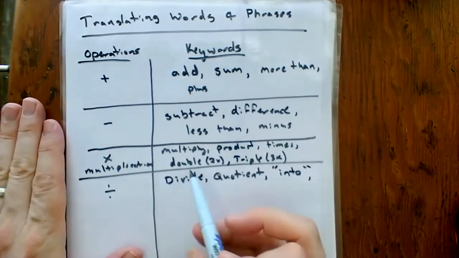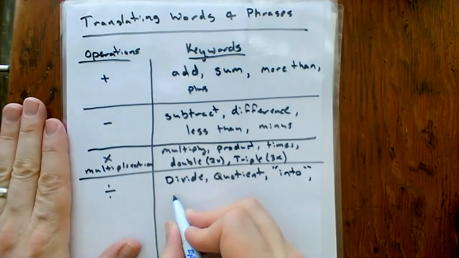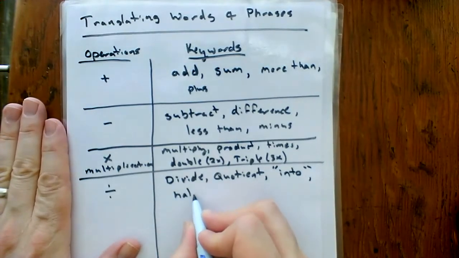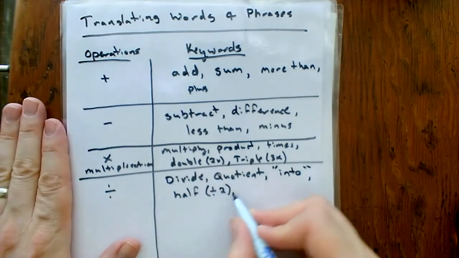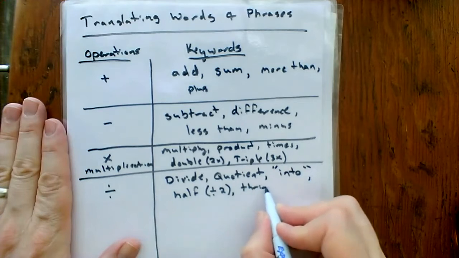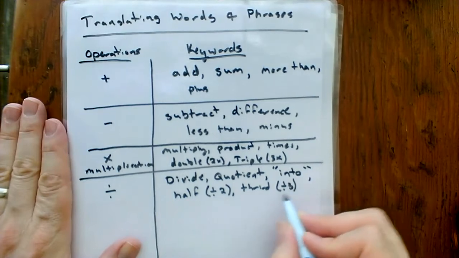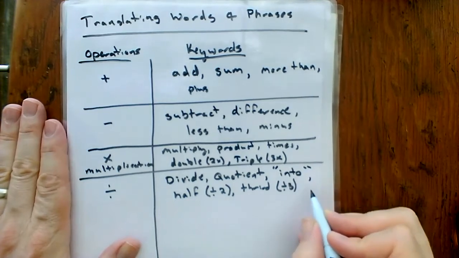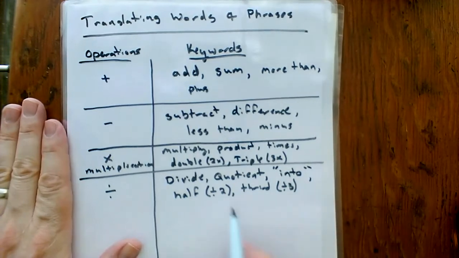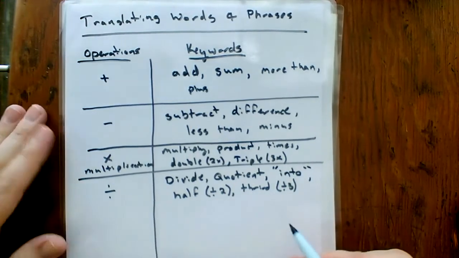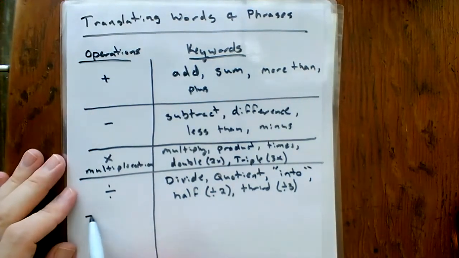But just like multiplication, we've also got some specialized words. And the first of those is half. Half means you're literally taking a number and dividing it by 2. Third means you're dividing it by 3. It's something over 3. Fourth, fifth, sixth, all of these fraction words are also division words.